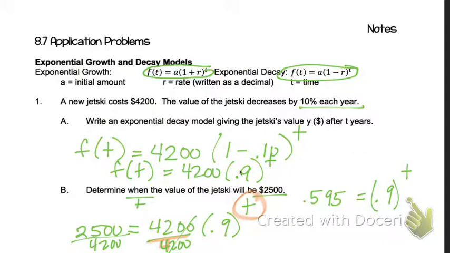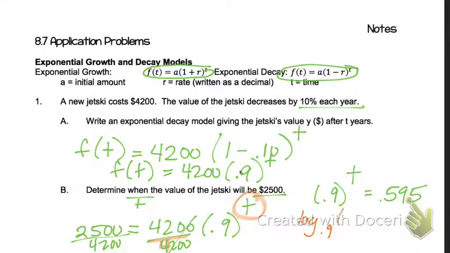Now I have what I call an exponential. I want to put it into logarithmic form so that I can solve for t, because I want to get the t by itself. So how would I write this as a log function? Let me write it like this. This might make it easier. If I write it as 0.9 to the t equals 0.595. If I write it as a log, it looks like what? Log base 0.9 of 0.595 equals t.